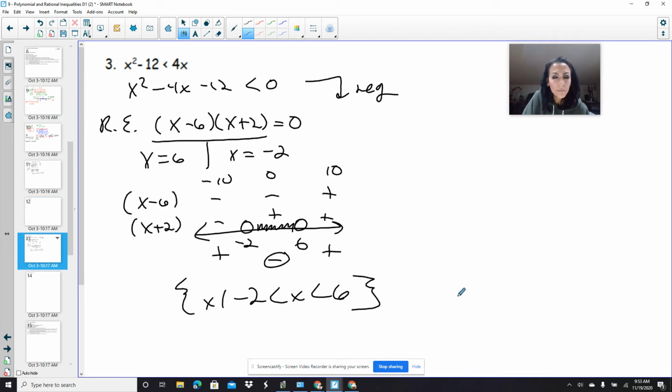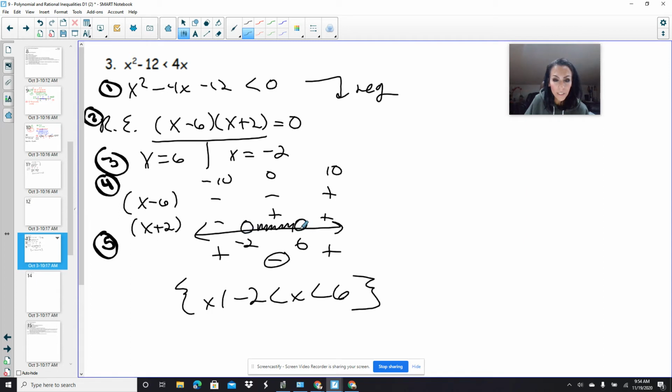All right. So we have here step 1, relate our inequality to 0. Step 2, write our related equation and factor it. Set each factor equal to 0 and find our critical values. So this is step 3 and 4. Step 5, put those critical values on a number line.